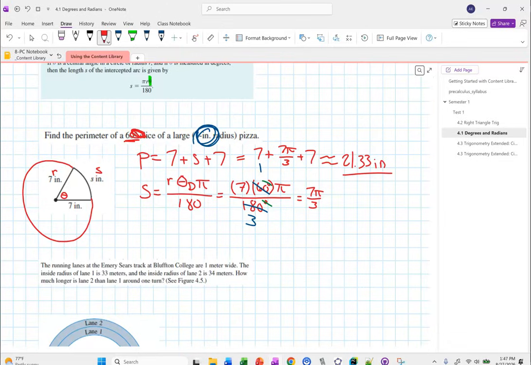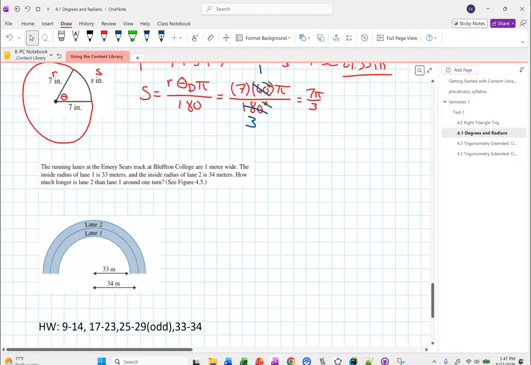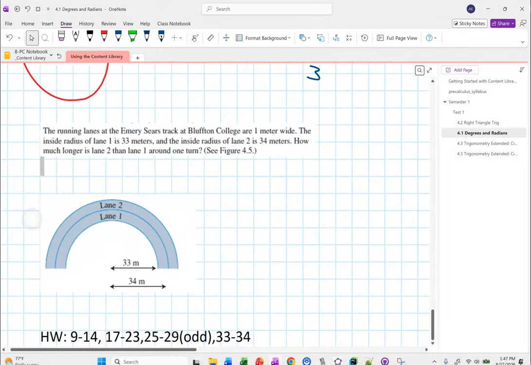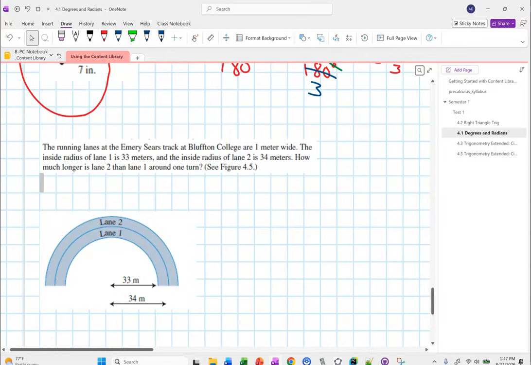So far, so good? Everybody feel good about what we just did? Not too bad, right? I hope. All right, let's look at the last one here I got for you guys. This says the running lanes at the Emory Sears track at Bluffton College are 1 meter wide. The inside radius of lane 1 is 33 meters. The inside radius of lane 2 is 34 meters. How much longer is lane 2 than lane 1 around one turn?